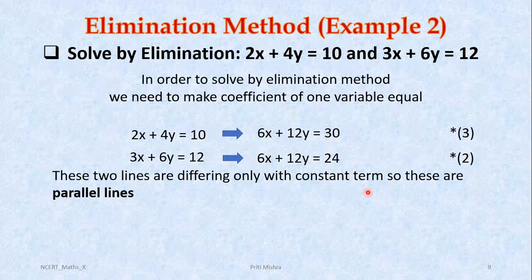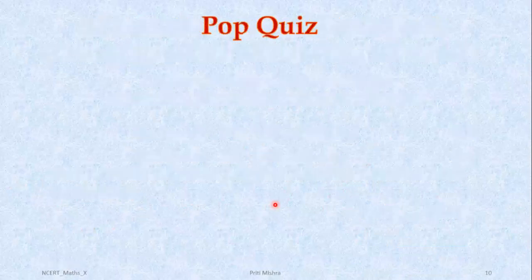This is not a solution. So it means these lines are parallel lines, and parallel lines can't have any solution because they can't intersect at any point. So it means for such a system of linear equations, we have no solution. It means these are parallel lines. Right? So this was all about the elimination method.